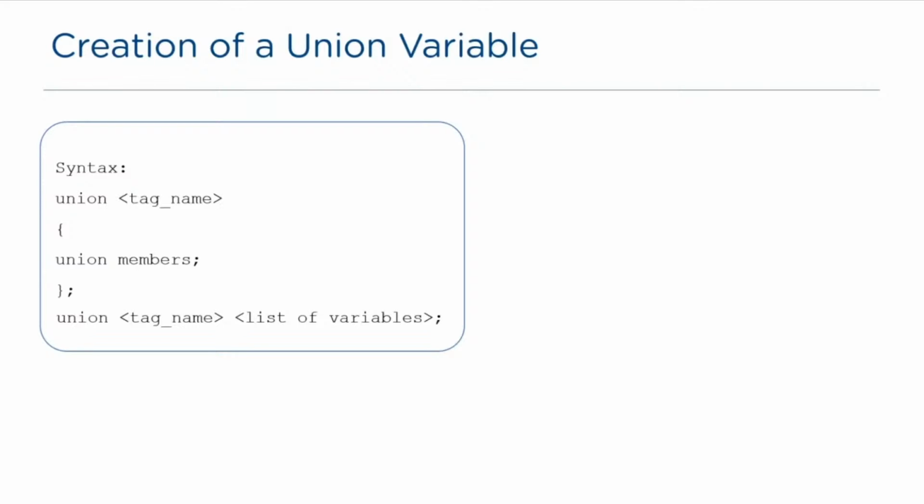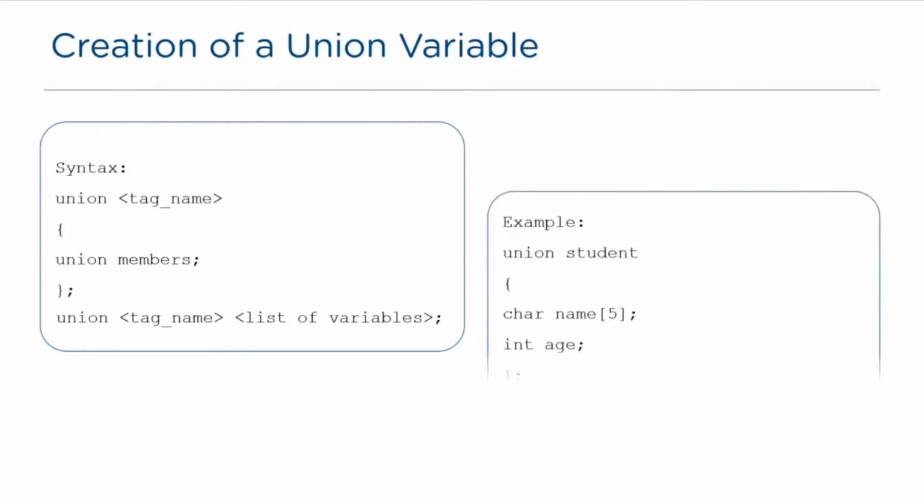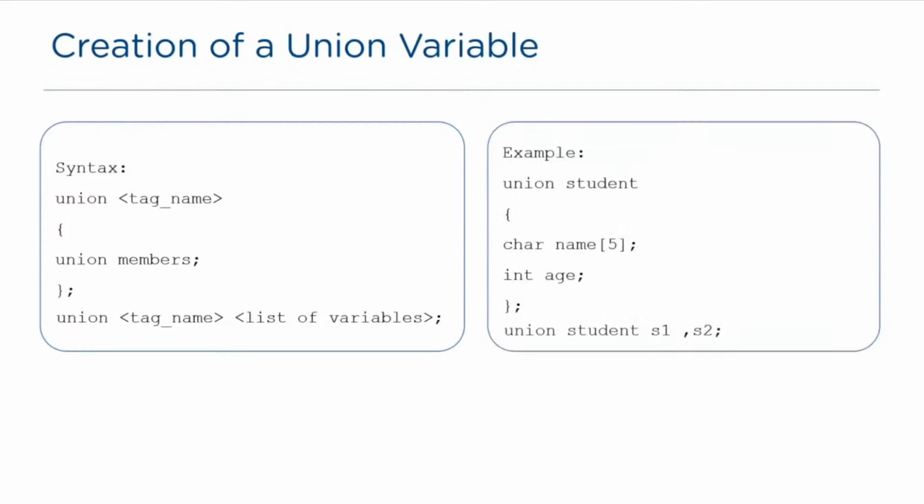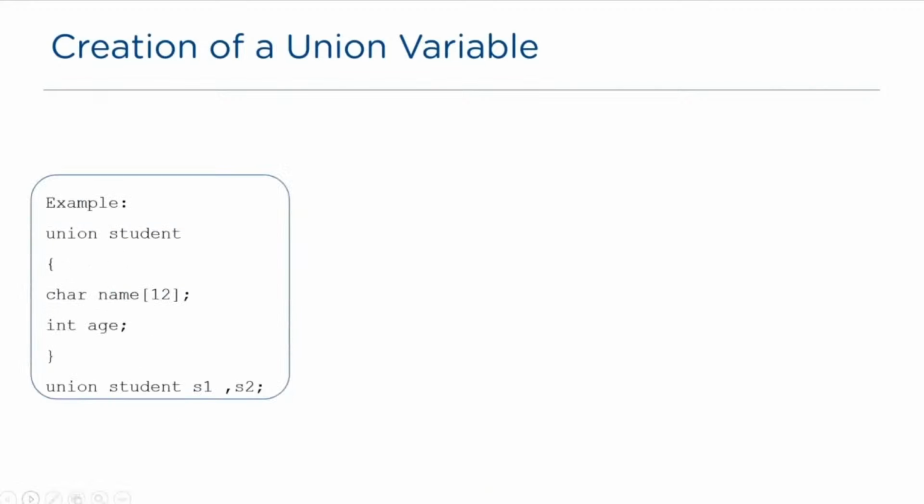The syntax to declare union variable is as given below. It starts with the keyword union, followed by tag name, then a list of union variables. For example, the keyword union, then tag name student, followed by the variable S1. Now, let's consider the below given example and understand how the structures in C is different from the unions.